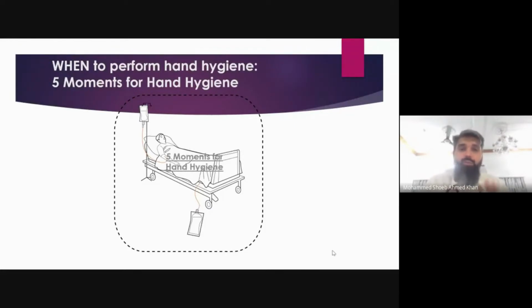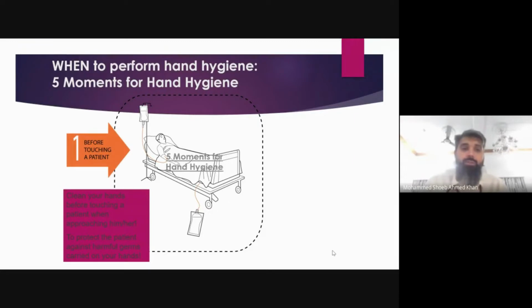So there are 5 moments for hand hygiene. The first one is when you enter a patient's vicinity or before seeing a patient. The first thing you have to do is take the hand rub, the sanitizer over there, wipe your hands and make sure they're dry. This is the most important thing, because this is going to prevent you from transmitting infection to that poor being over there.